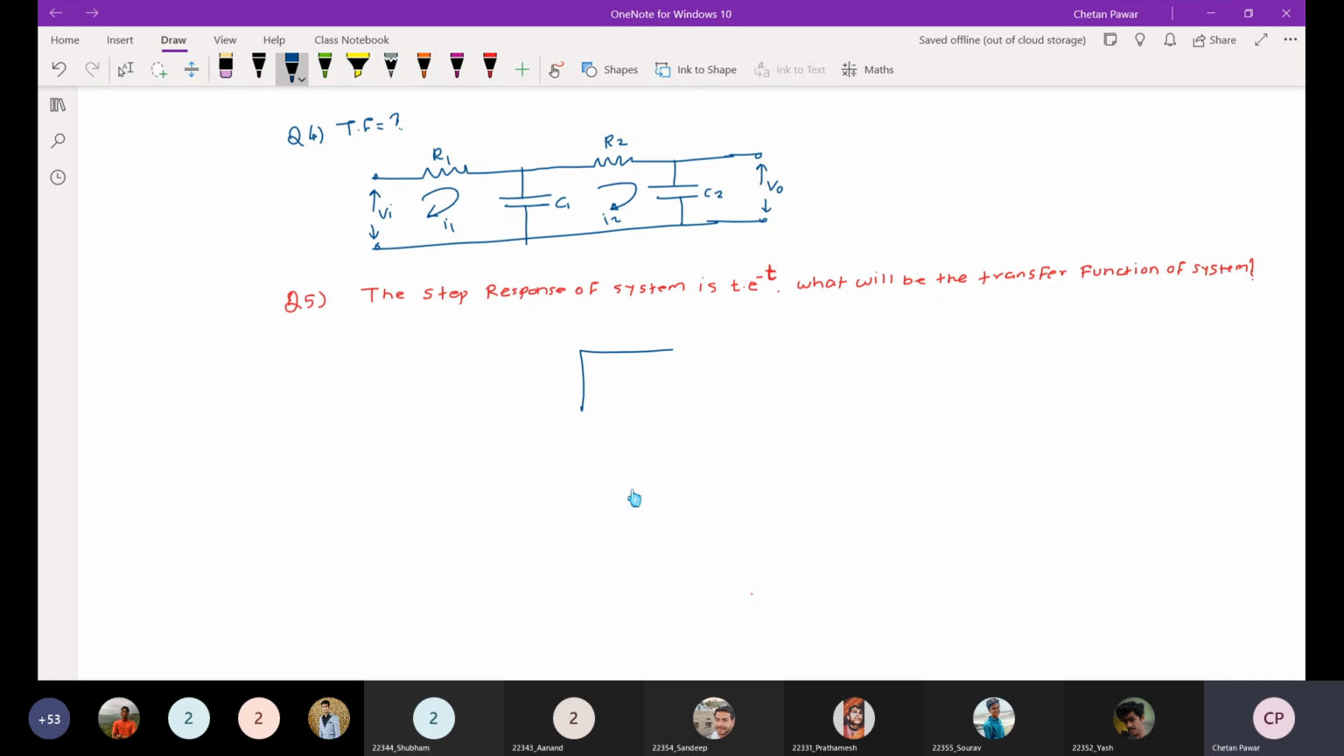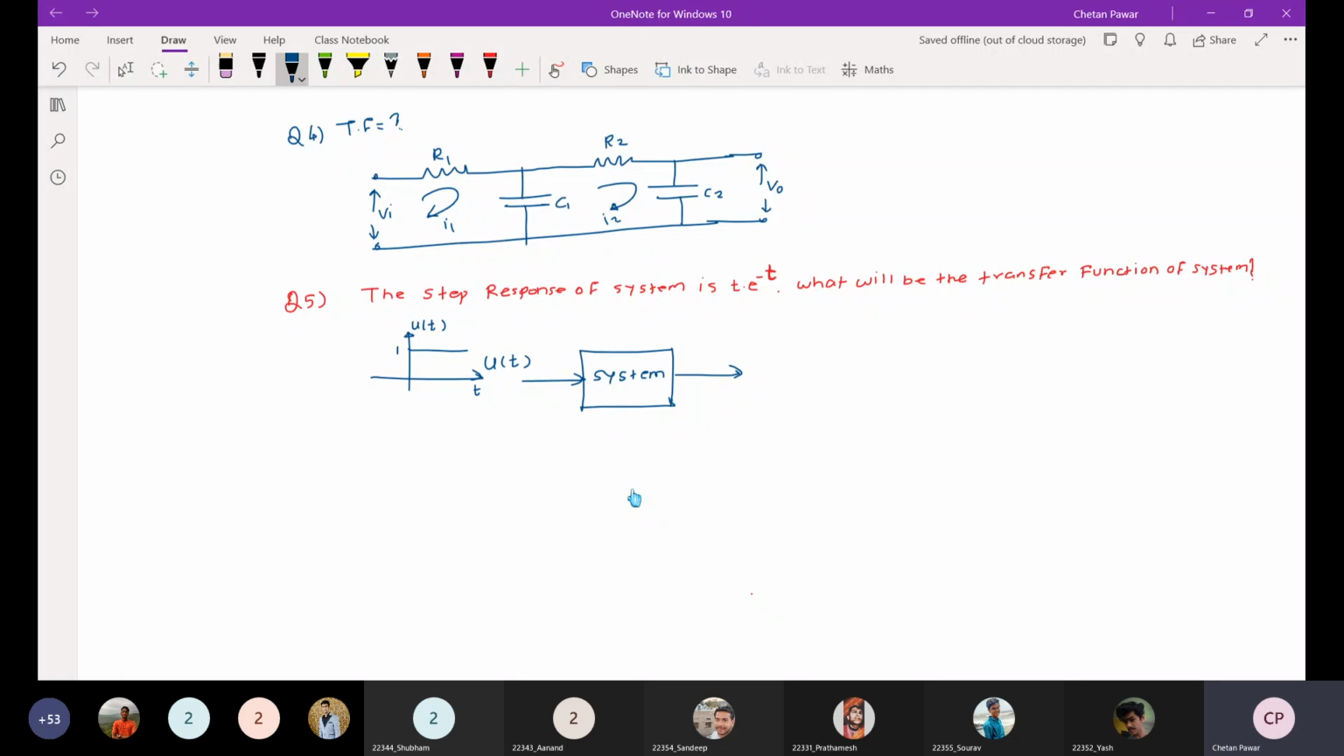So we need to find out the transfer function of the system. We have only the step response of the system with us. So if this is a system, when we apply the unit step signal as an input, I am considering here unit step. Unit step means amplitude is 1.